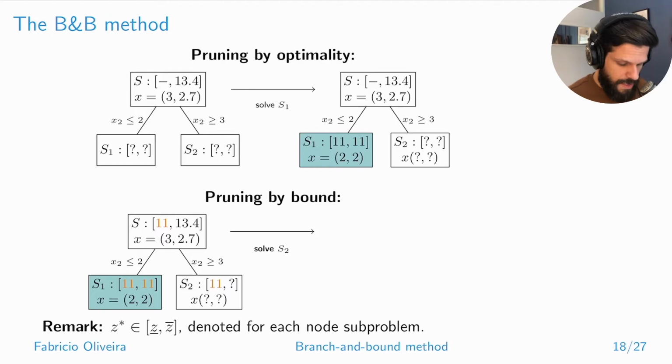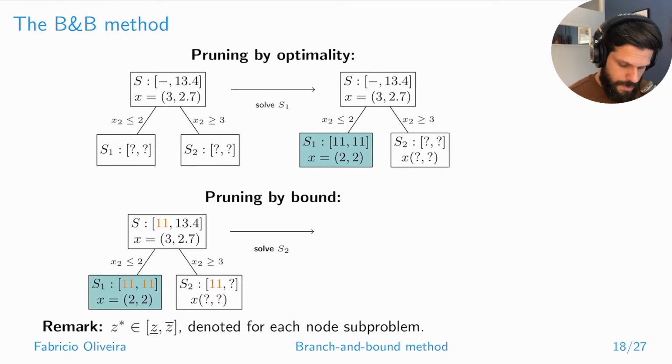So now I'm at S2 that I haven't solved yet, and the only thing I know is that I have this bound. I can't halt the search here because this solution is 11, but it doesn't mean that there might not be an integer solution here that yields me something that is, I don't know, 12.5. So until this gap is closed, I have to keep exploring until I can fully clip all the tree.